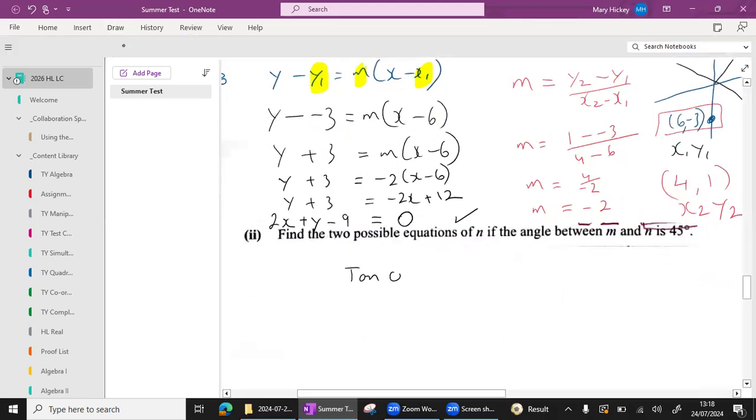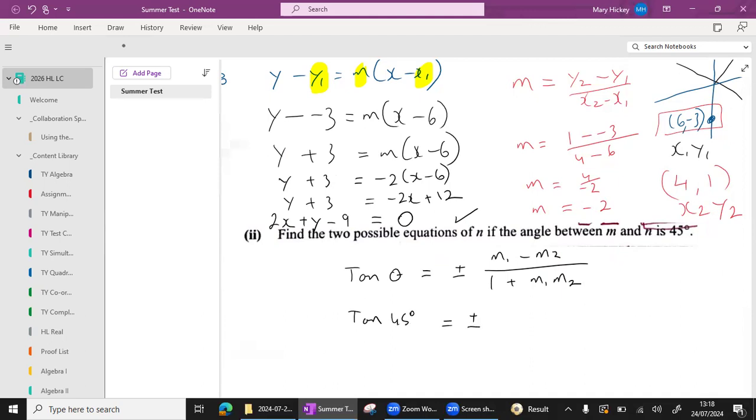Tan of the angle is equal to plus or minus one of the slopes minus the other slope, all over 1 plus one slope and the other slope times together. So in our case, we know the angle between them is 45, so 45 is going to go in there. We know what the slopes are.